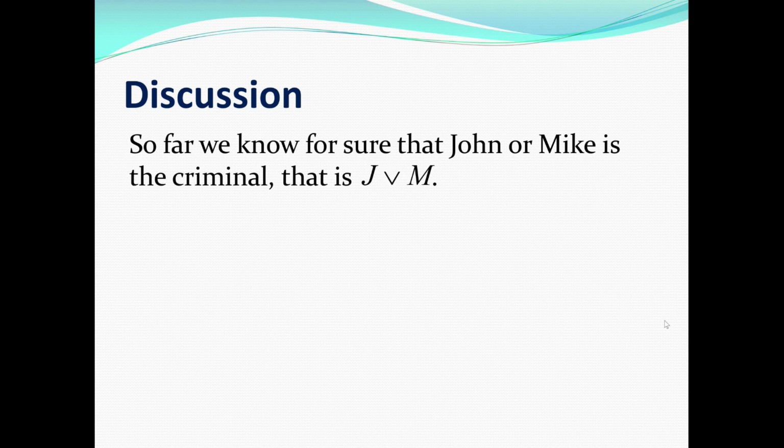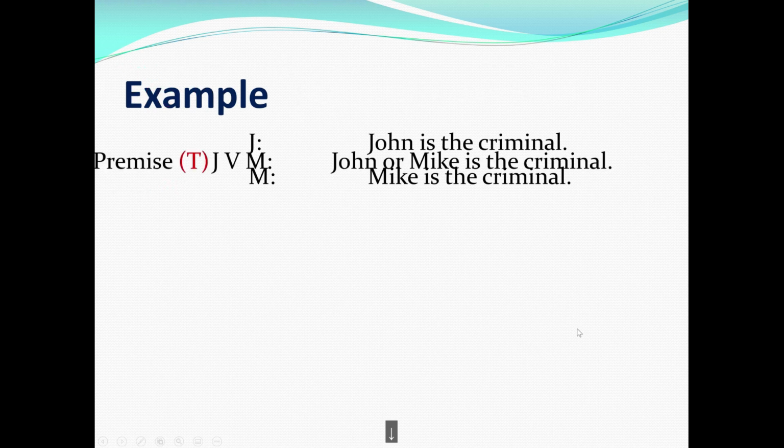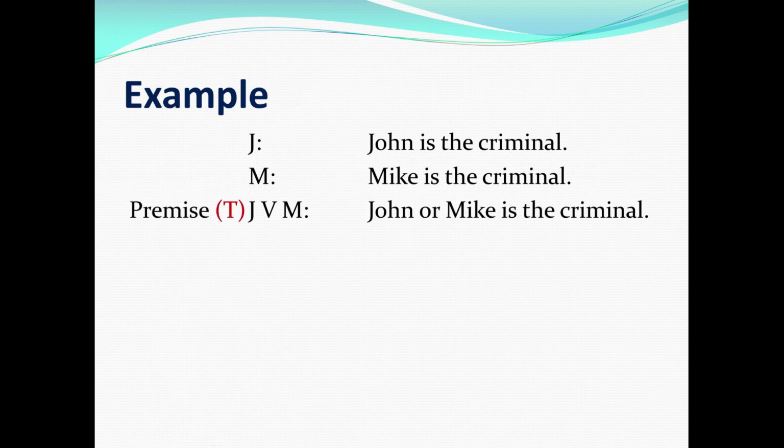So we now have the following condition: John is the criminal or M, Mike, is the criminal. Therefore, we can combine these two as shown in the previous slide as J or M, okay? That we actually call the premise. Now, a premise in logic means that it's always a given truth. It's something that is given and has to be true. So the statement is: John or Mike is the criminal. And again, we accept that to be true, okay?